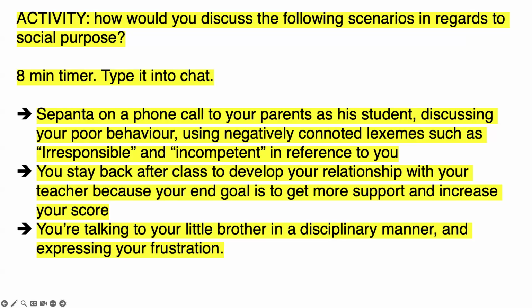So these dot points, these arrows, are your starting points. I want you to expand on them in terms of social purpose. I want you to explain what's happening, which social purposes are at play from the ones we've learned, from the ones that we've discussed, right? And of course, if you have any questions or concerns, I'm right here. Ask away.